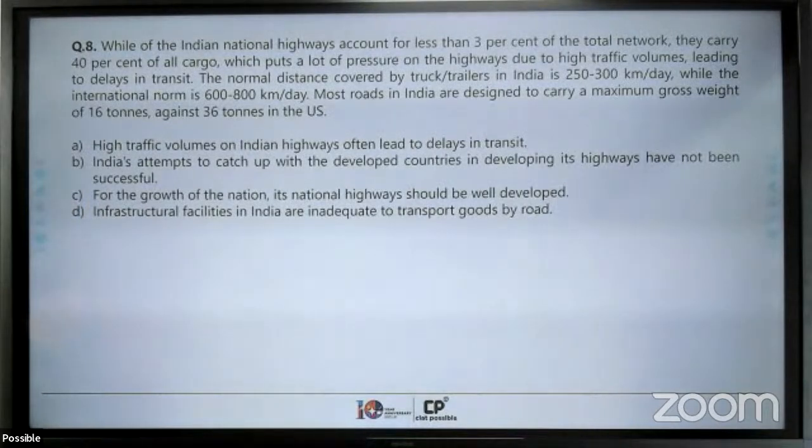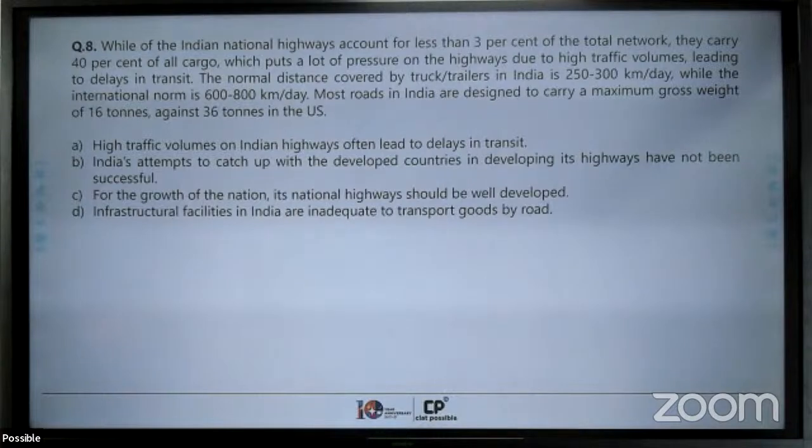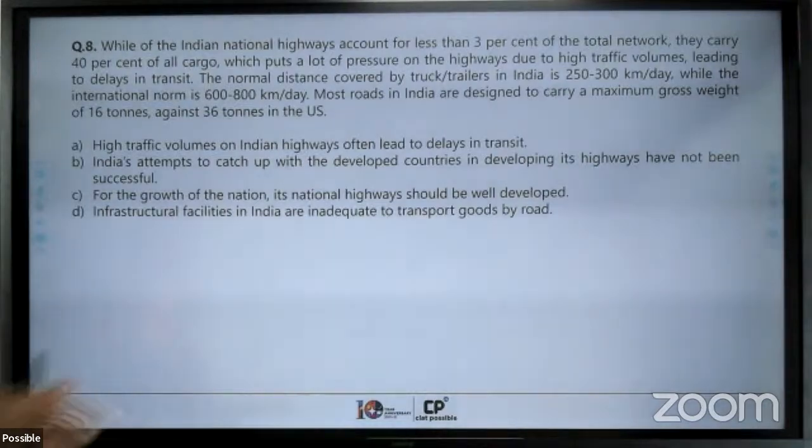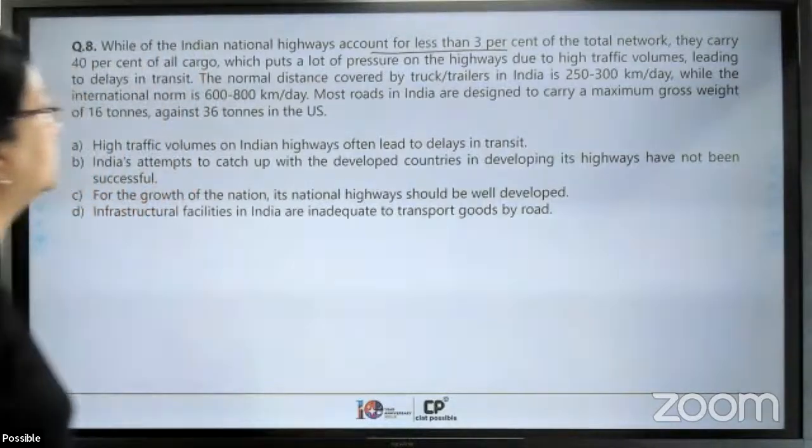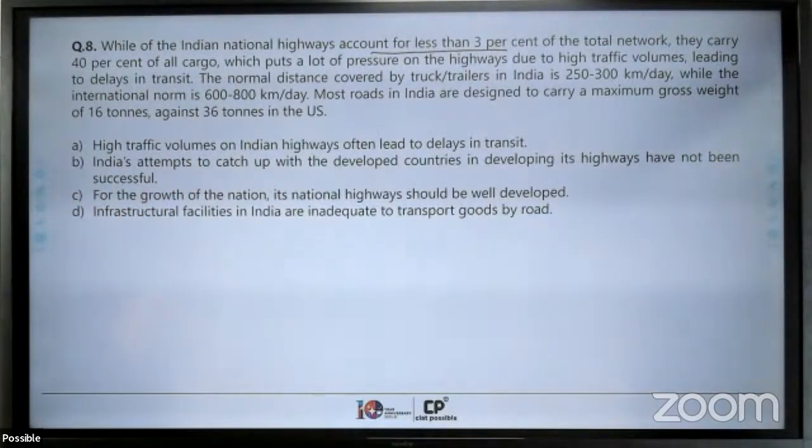For your 8th one, if you can see, the paragraph says that the Indian national highways account for less than 3% of the total network. Okay? Less than 3% of the total network. But carry 40% of all the cargoes. Can you see here? Account for less than 3%, but carry almost 40% of all the cargo. The normal distance covered by trucks is this much, while the international norm is 600 to 800.